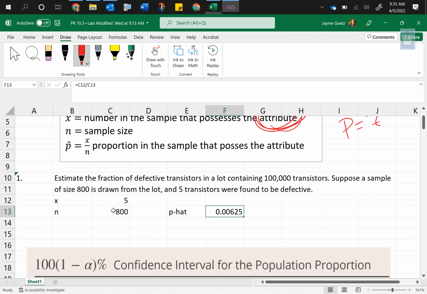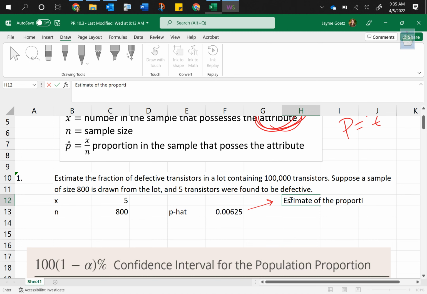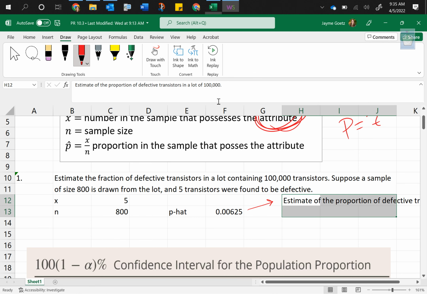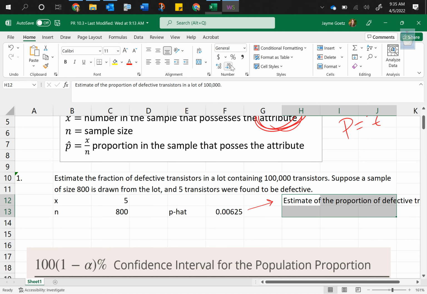Okay, 0.00625. Now, just so we are on the same page, that 0.00625 is the estimate of the proportion of defective transistors in a lot of 100,000.